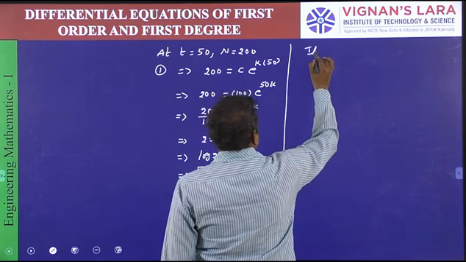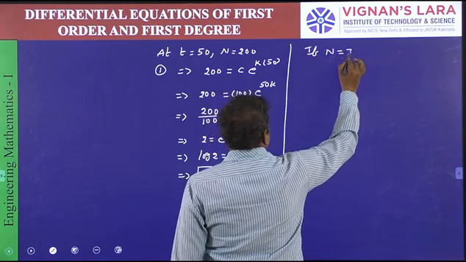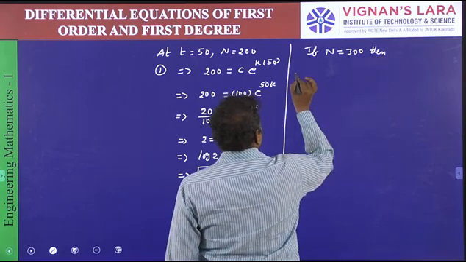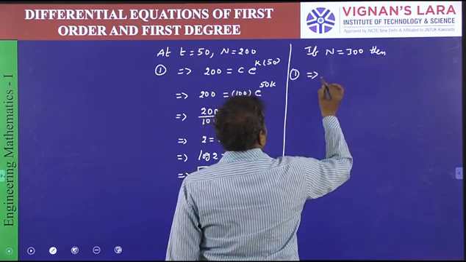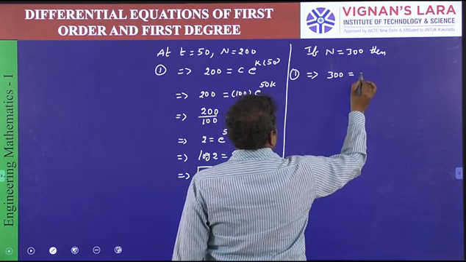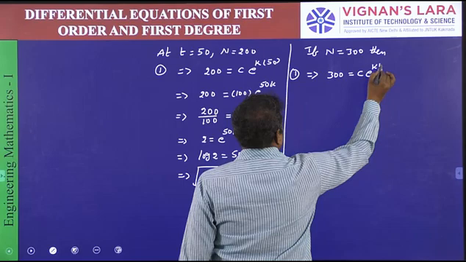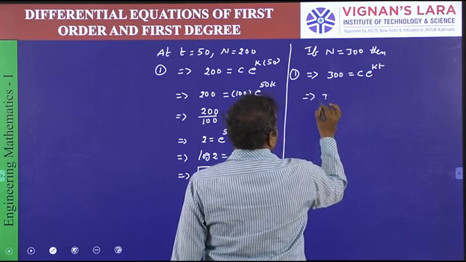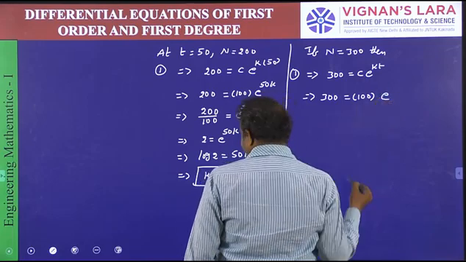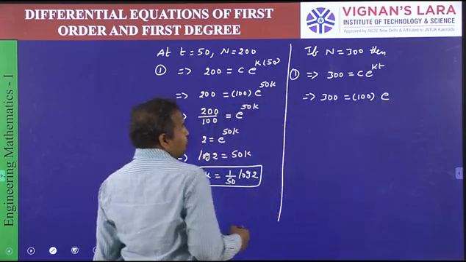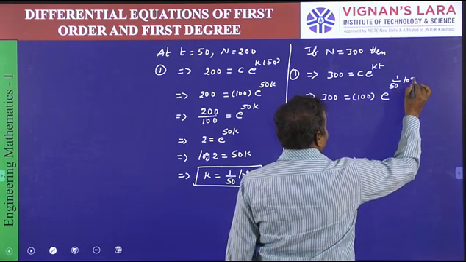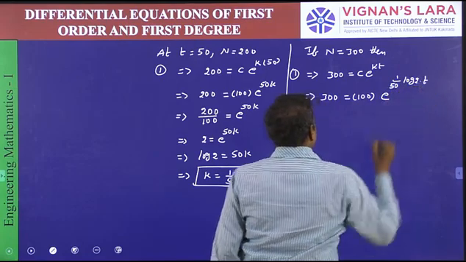If N is equal to 300, then again use equation 1. N is equal to 300, which equals C into e power kt. That implies 300 is equal to C value 100, e power kt value. What is the value of k? k is 1 by 50 into log 2.